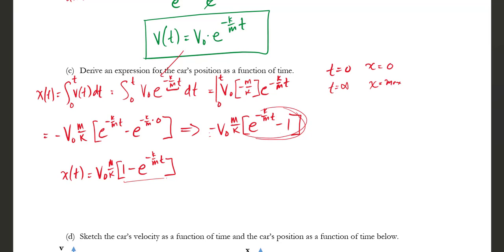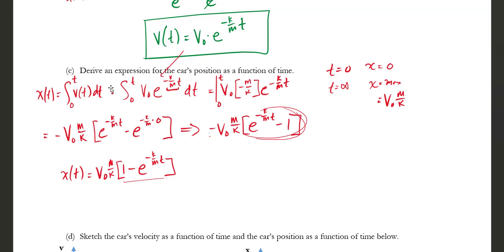So if we put in infinity in there, we get v naught m over k times 1 minus e to the negative k over m t, which goes to 0 because it's negative infinity. So our position at infinity is actually, this is something we could figure out, just v naught m over k times 1. So our initial conditions work. So we have our equation for our position as a function of time.